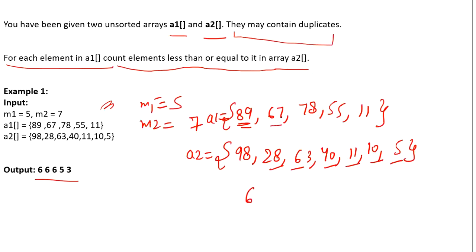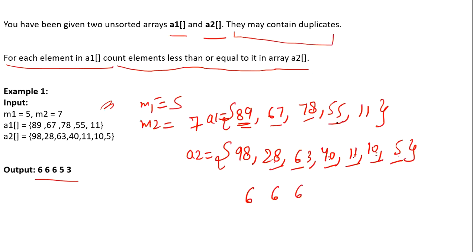Next, we will move to 67. Okay, so for 67 also 1, 2, 3, 4, 5, 6. So again 6 will be printed. Now we have 78. So here also 1, 2, 3, 4, 5, 6. 6 will be printed.